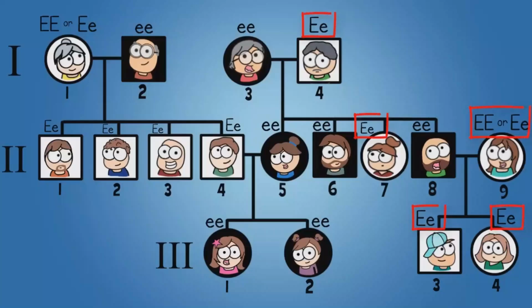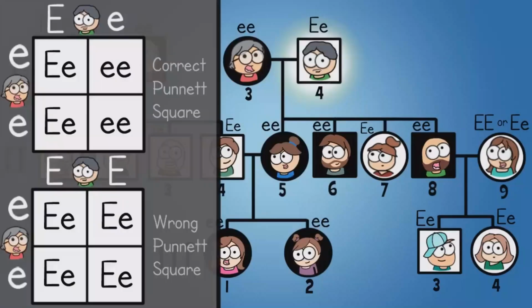Ta-da! Imaginary family done. So how'd you do? Well, here are some of the tricky ones. Did you see that generation 1, individual 4, has to be a carrier only? Because if not, then the shaded individual children would not be able to get the little e that they have, because they have to get a little e from both parents.